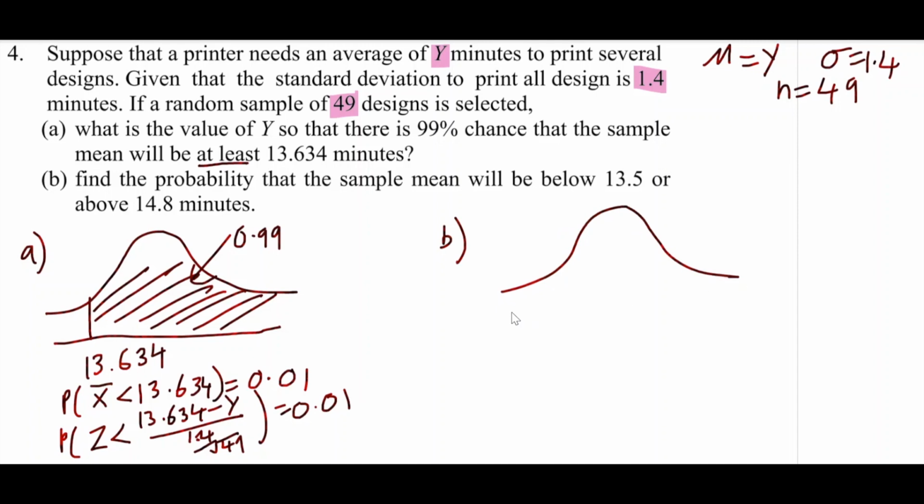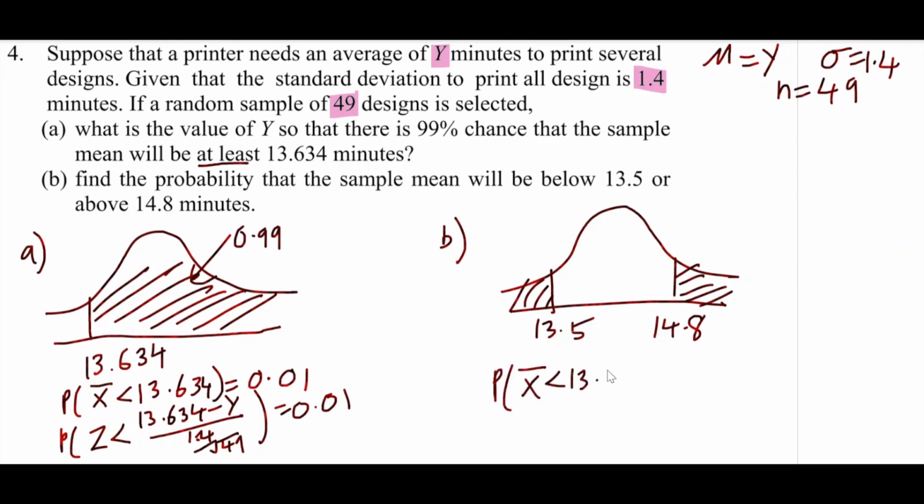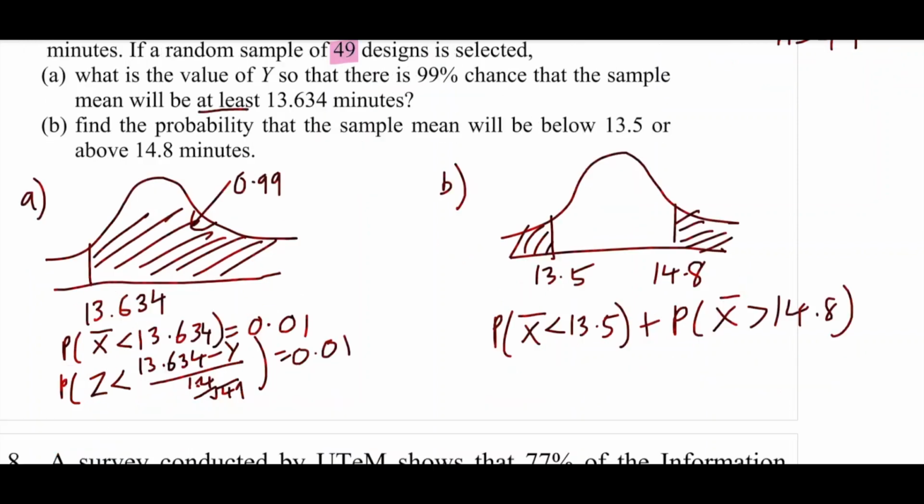And for the next question, once you have the value of y, then you can find the probability that the sample mean will be below, meaning less than 13.5, or above, meaning greater than 14.8 minutes. So in this case, the probability of x bar less than 13.5 plus the probability of x bar greater than 14.8.